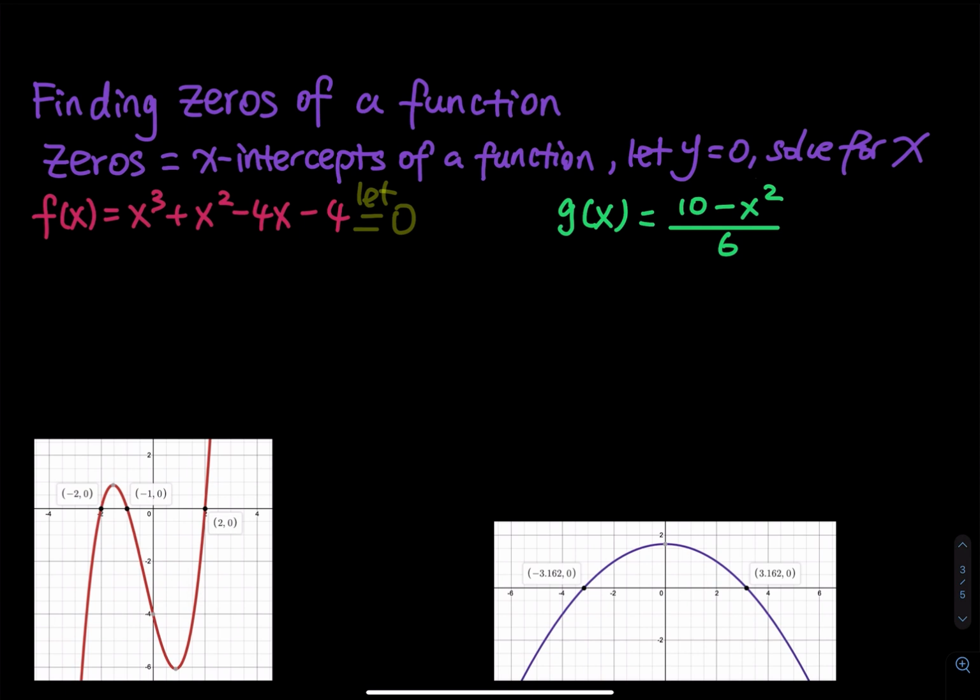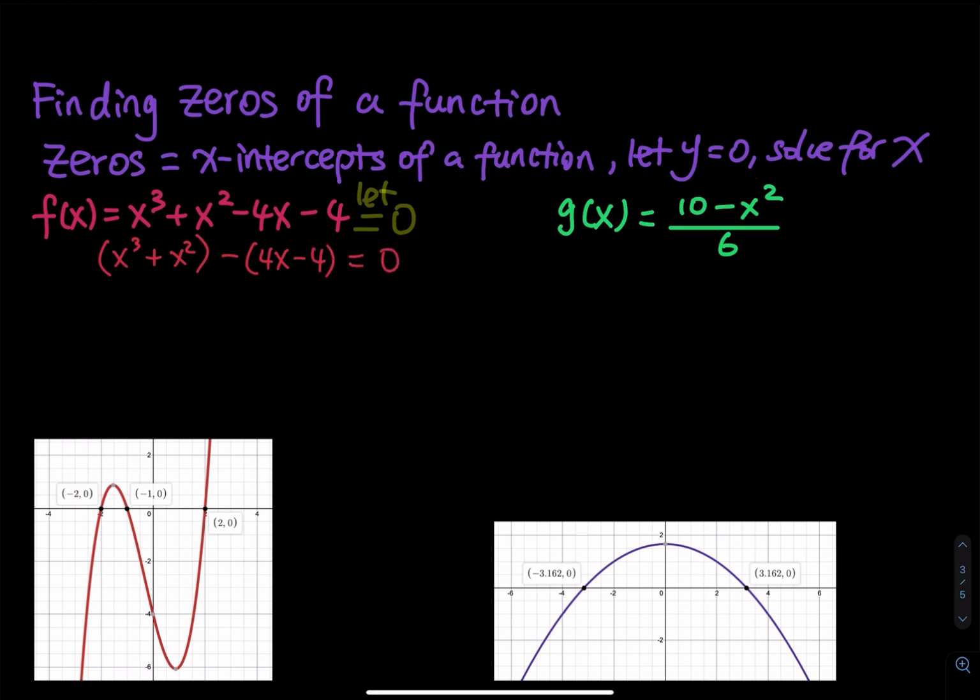The way we solve this is we do factor by groups. Factor by groups means we group the first two terms, x to the third plus x squared, and then the last two terms, minus 4x minus 4 equals 0.